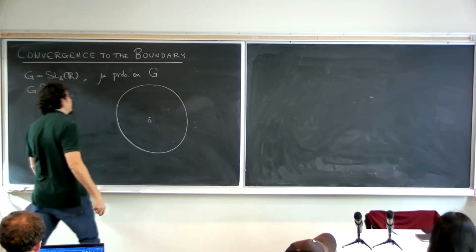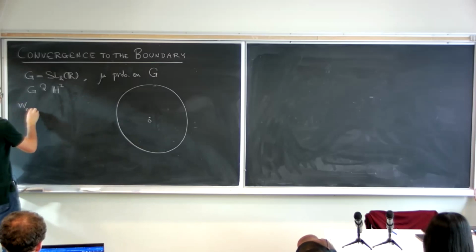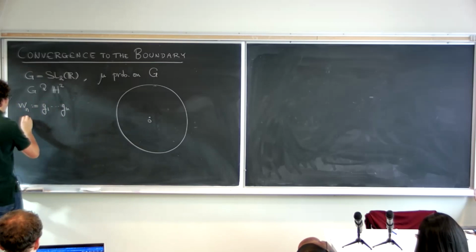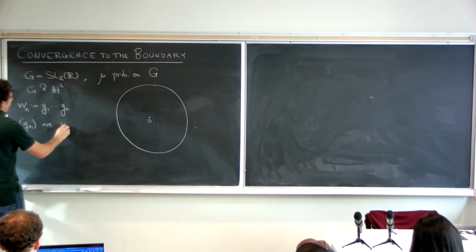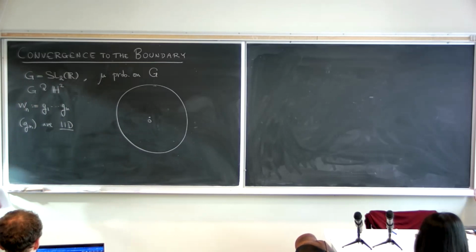So let's recall the setting. So W_n is g_1 ... g_n, where the increments of the walk, each g_n, are IID with the distribution mu. So that's the basic setting.